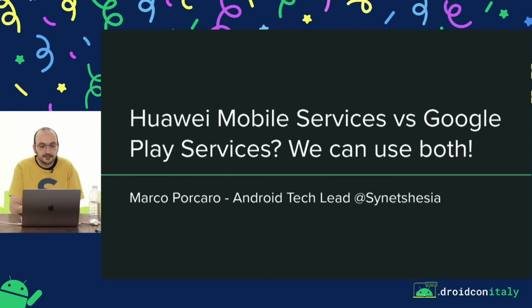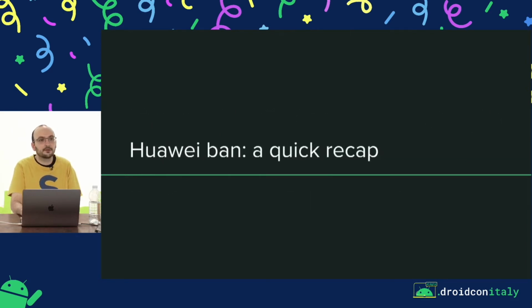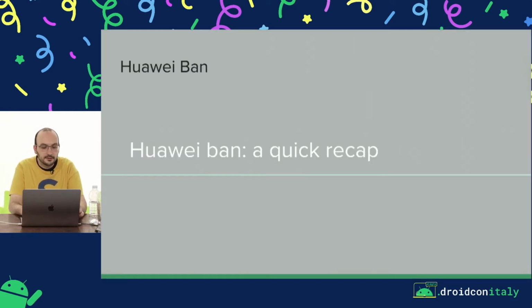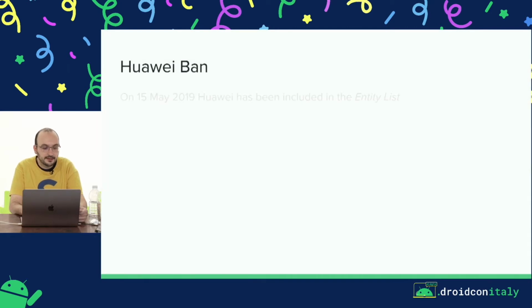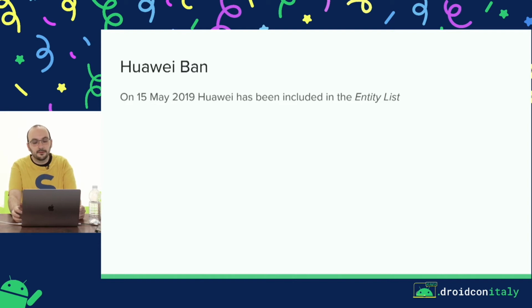So let's start with a quick recap about the Huawei ban. Why is that important? As you probably know, last year the American government included Huawei in the entity list. This is a list of Chinese companies, not only Huawei, that can no more cooperate and have commercial relationships with US companies.